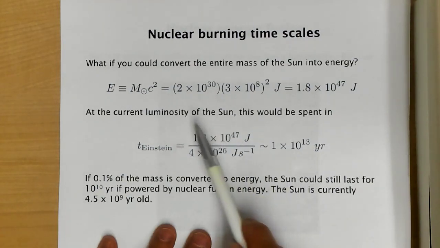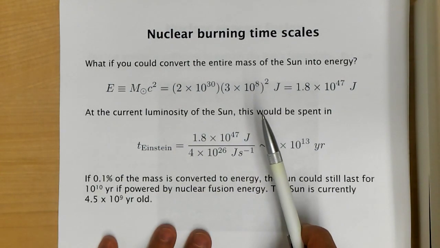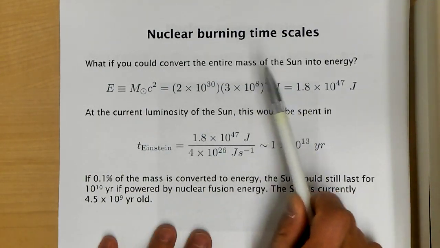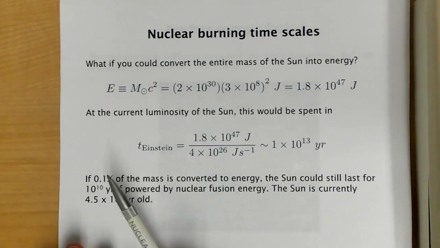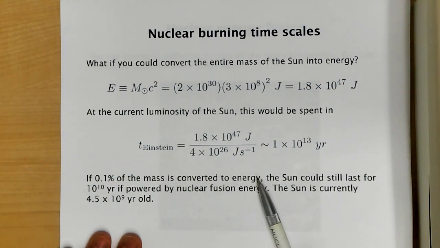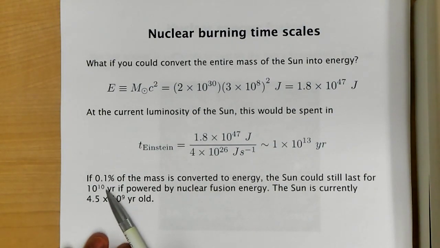So that's how long it would take if all the rest mass of the sun was converted into energy. Now, fusion does not end up converting all of the rest mass to energy, just a small fraction. So if we have 0.1% of the mass converted to energy, then the sun would last, well, you just knock off a factor of 10 to the 3, you get 10 to the 10th years, so that's about 10 billion years. That's a good estimate. We note that the sun is currently about 4.5 times 10 to the 9th years old.